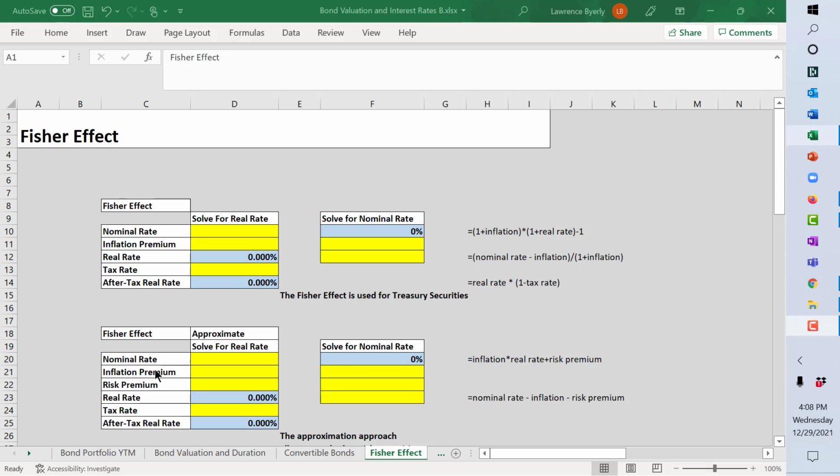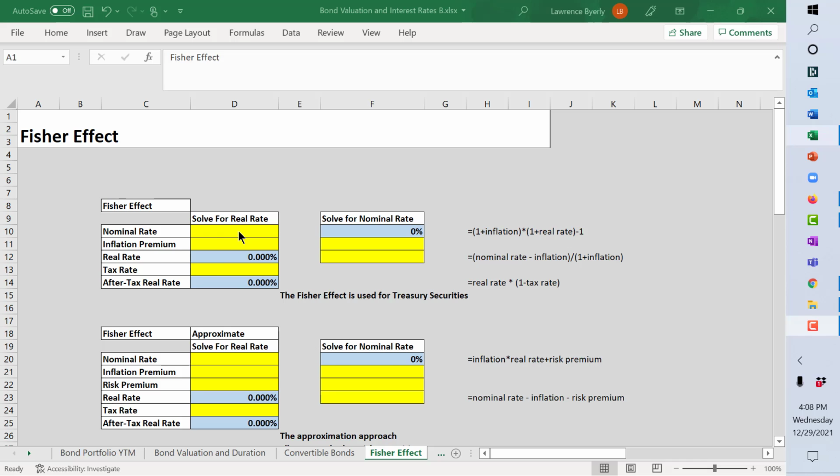Now, the real rate and the inflation premium are part of Treasury securities. Treasury securities themselves do not have a risk premium. So if you ever have a problem that talks about risk premiums, you will know that you won't be able to use the traditional Fisher effect model. You'll use the approximate model.